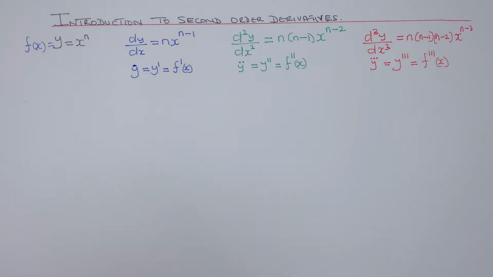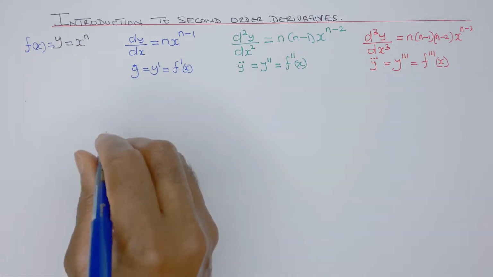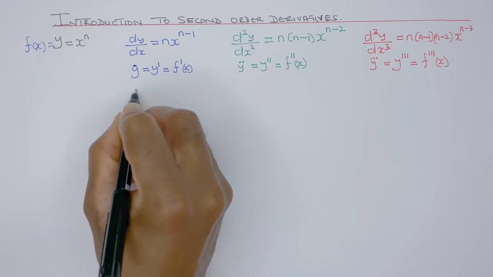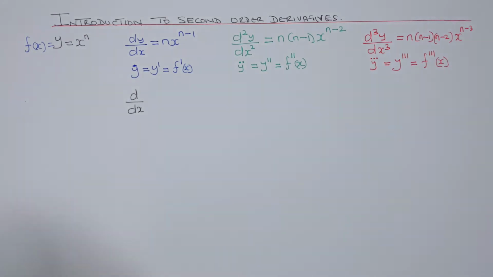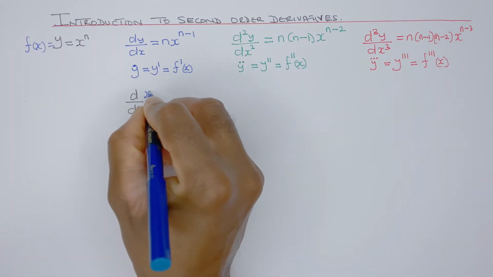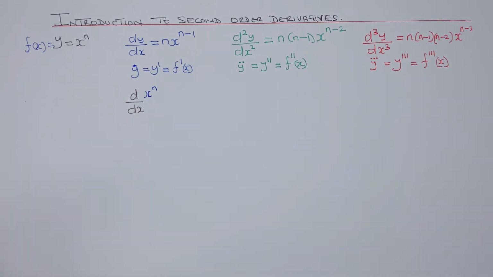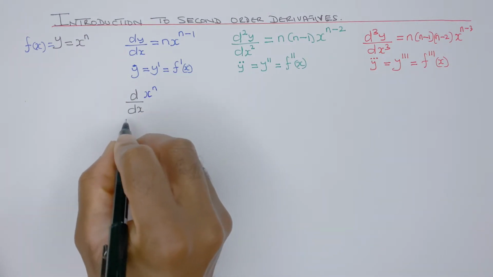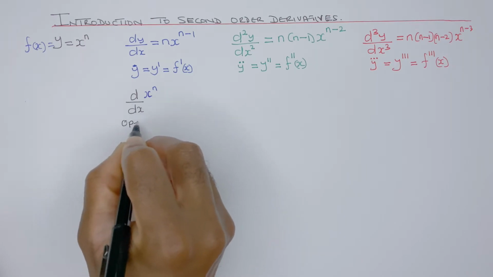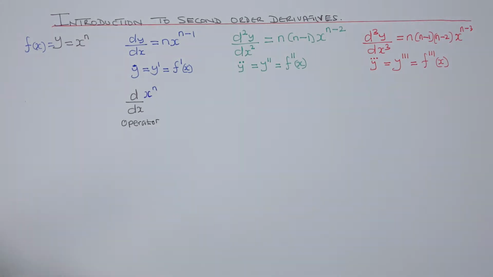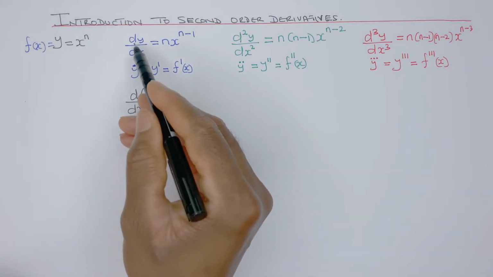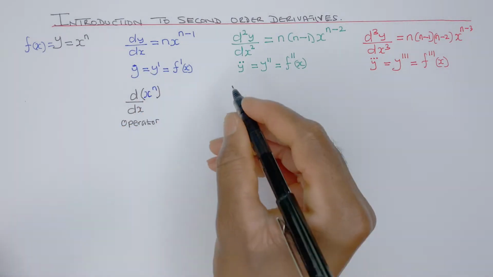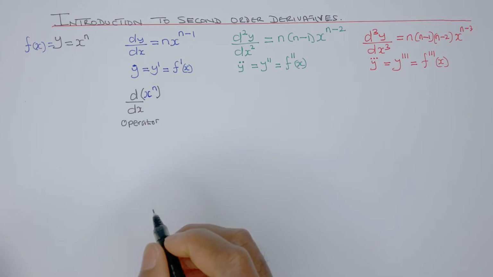Let's try and explain what's going on here. With dy dx, you're differentiating with an operator called d over dx. And that's operating on a function, x to the power of n. So d over dx is called an operator, and that operator is operating on y. That's why you call it dy dx. But that operator is now going to operate on dy dx again.